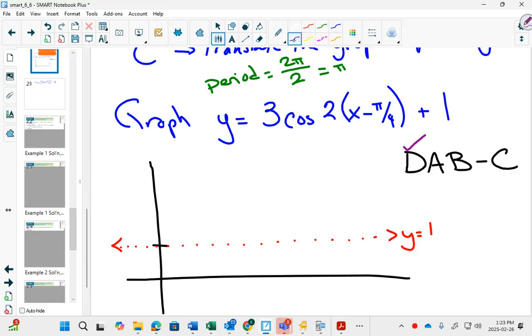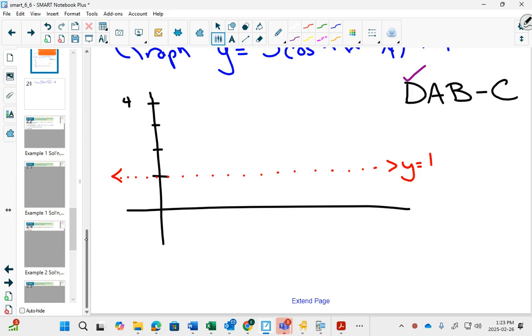Next, the A. My A value is 3. That's my amplitude. Amplitude is the distance from your center line to a maximum. So if I go up 3, I would go up to 4. If I would go down 3, I would go down to -2. That's all we have to do for the A value, is label our max and our min.